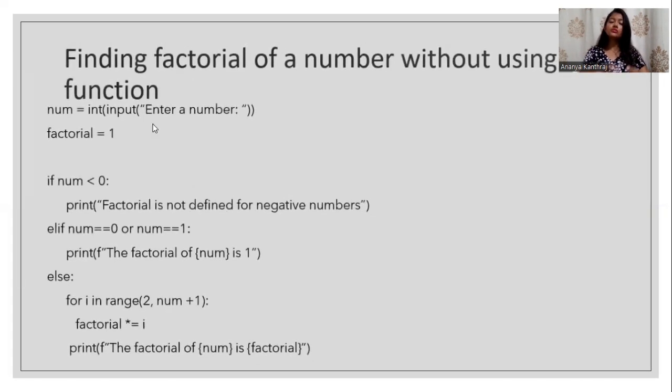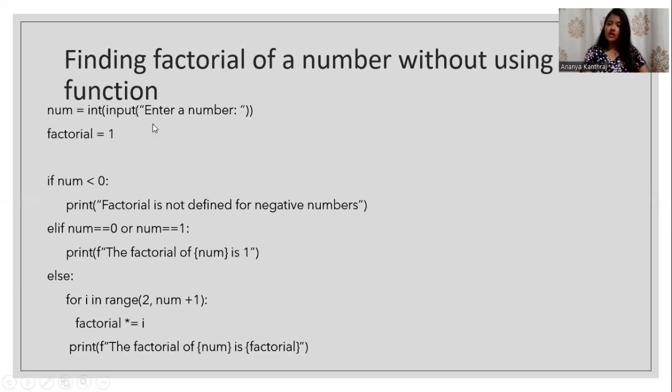Next, the second code of ours is to find the factorial of a number without using a function. So how do we do it? Basically, we're going to look into the above code mentioned here, which is nothing but first, we're going to input a number, which is nothing but an integer, input with the double quotations, "Enter a number", and double brackets.